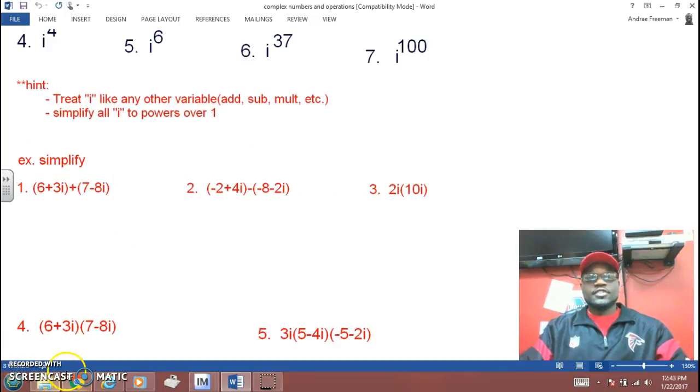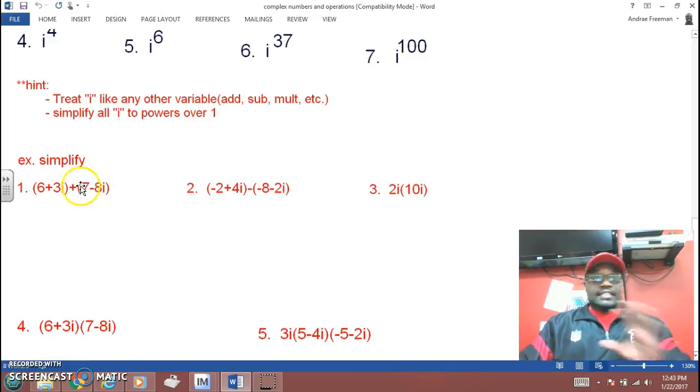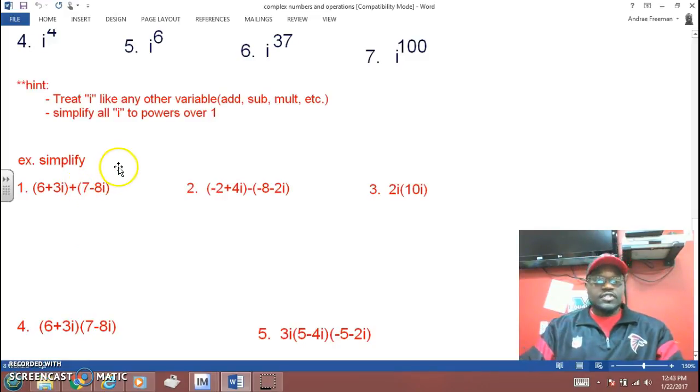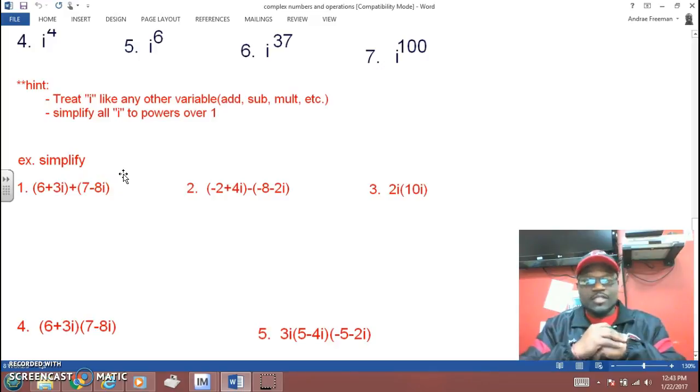The last thing we need to talk about is simplifying i statements like this. For the sake of time, you might see me speed up some and just jump straight to the answer and not go through all the work. Hopefully you can copy that down and get questions asked or answered.